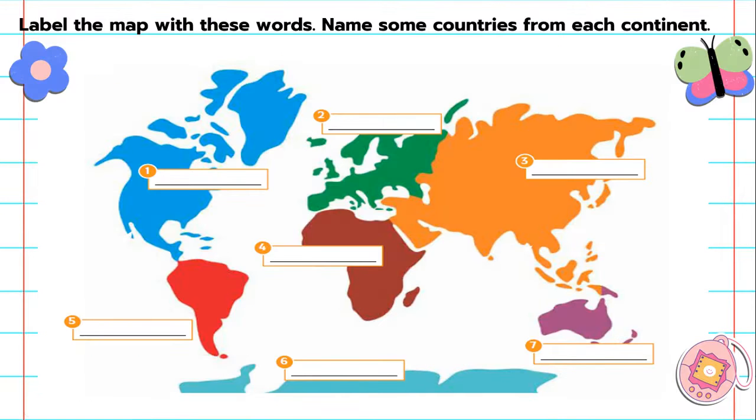Before we go further, this is a simple exercise for you to do. Label the map with these words. Name some countries from each continent. Continent in Malay we call it benua. So you may refer to your textbook, page 124. You have to label the map. There are 7 continents there. Can anyone guess the name of each continent there?